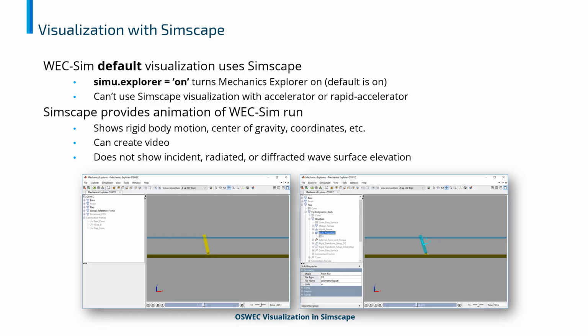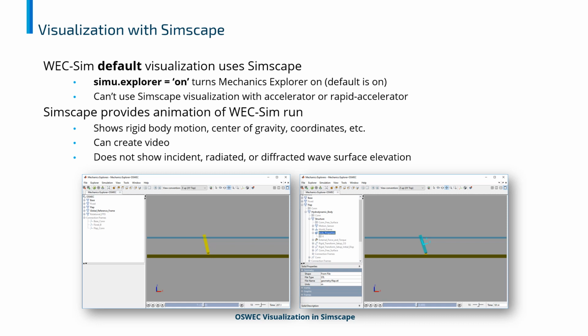First option in WEC-Sim is visualization with SimScape. This is WEC-Sim's default visualization when simu.explorer is set equal to on within the WEC-Sim input file. This turns on the Mechanics Explorer by default. It cannot be used with accelerator or rapid accelerator modes, and the animation shows the rigid body motion and can be saved as a video file.